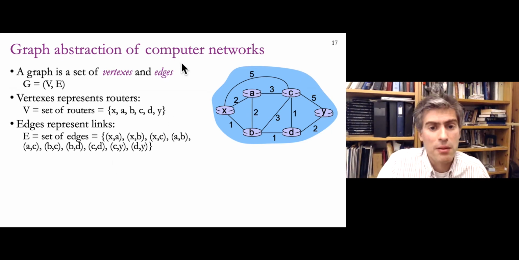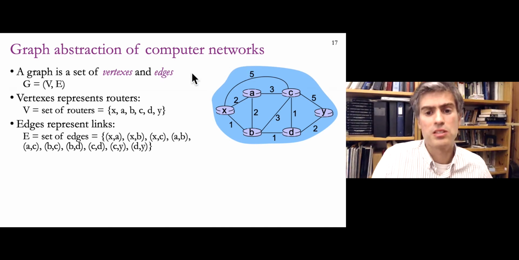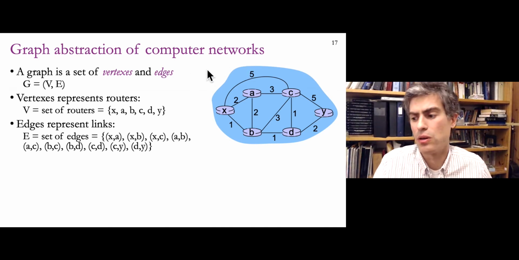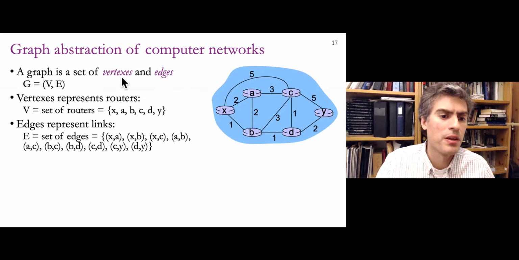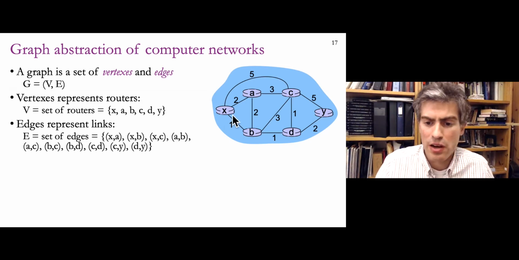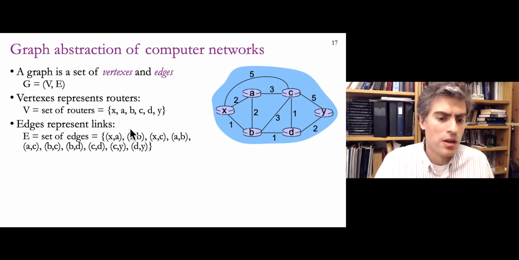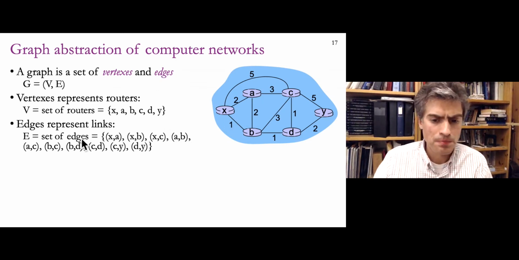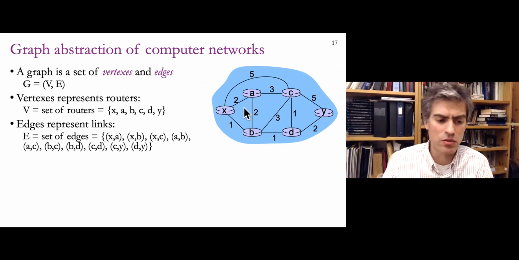We're going to be using a graph abstraction of computer networks, and hopefully you've seen this in either discrete math or data structures or something. So we have vertexes and edges. So the graph G is the tuple of the vertex set and the edge set. And in this case, the vertexes represent routers. So the points in the graph are the routers, and the edges are the links that connect the routers. And they have weights, those numbers that you see.